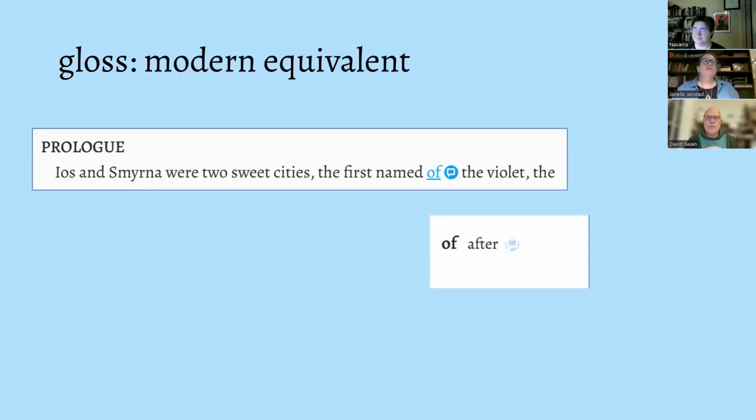And here is a gloss where the editor offers a modern equivalent. In this case, I wrote the gloss. So the first named of the violet, that's not a modern usage. So the gloss is after, the first city is named after the violet. I think we're all pretty familiar with those types of annotations.